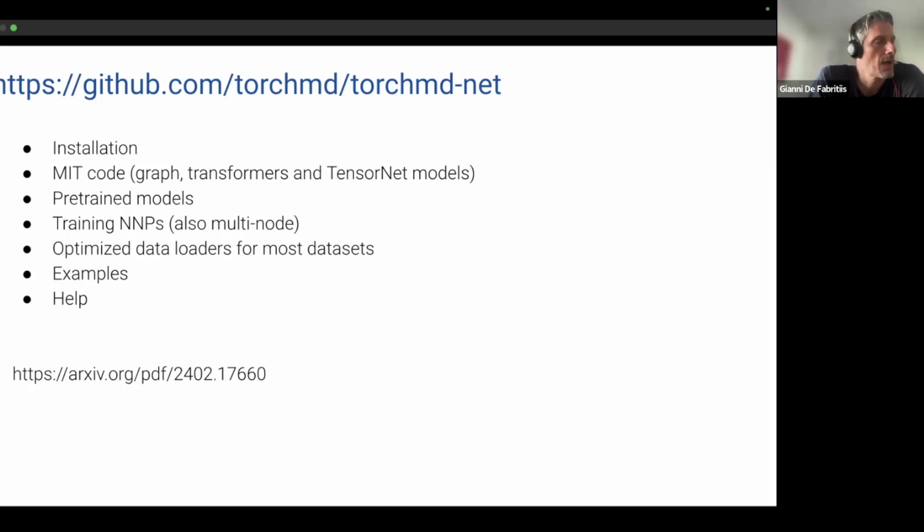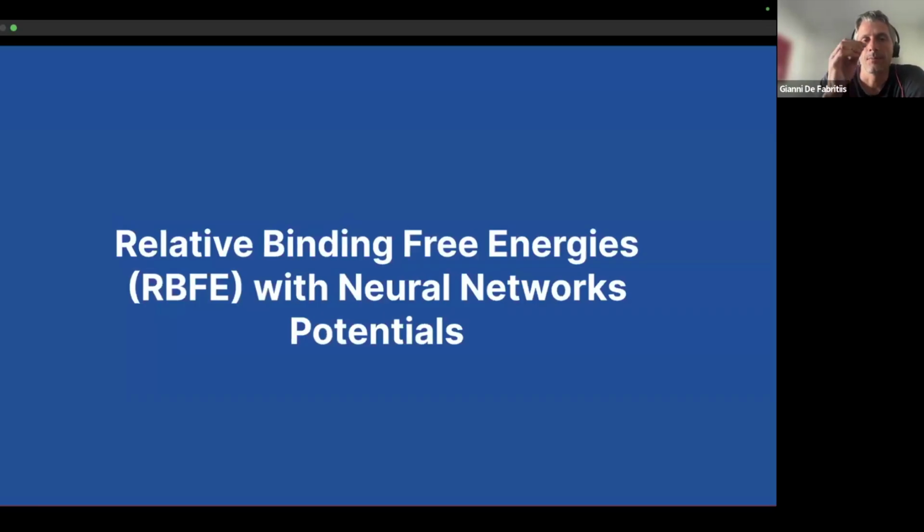And we spent a lot of time optimizing the data loader for most datasets. It's super important for speed. There are training examples, for instance, and of course there are GitHub issues where you can get help in case you need it. So this is for the framework.